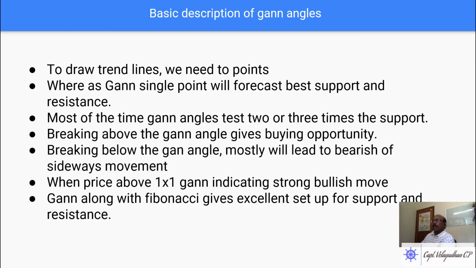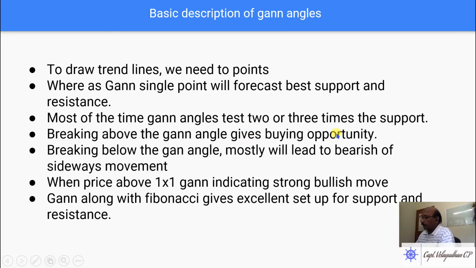We learned in our previous lesson how to draw trend lines and how trend lines act as support and resistance. But to draw trend lines, we need 2 points, whereas for Gann, a single point is enough. A single point will forecast the future support and resistance.